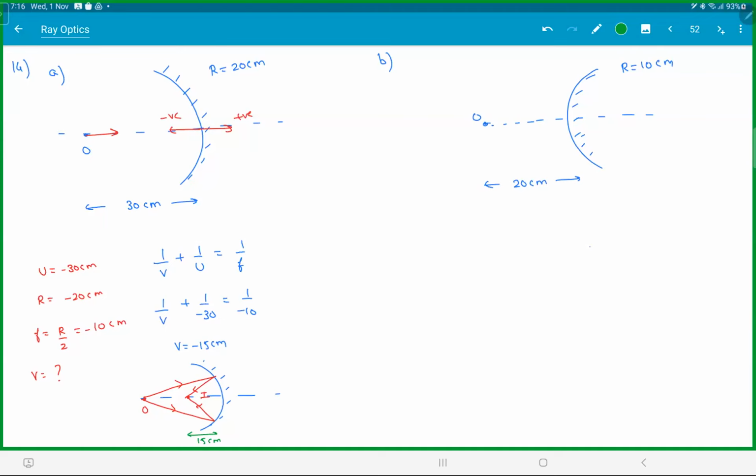Get the B part. This side is positive. This side is negative. I'll give you a minute more, everyone. Get used to the signs.